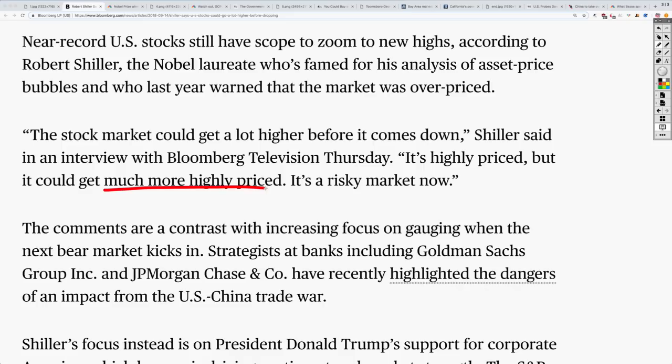So remember that. We have this here being in bubble territory, and what he's suggesting is that it can definitely go higher from here. But there's risk, and that's what people are not worrying about. The risk factor. All right. There's more in here, but I want to flip to the next one.